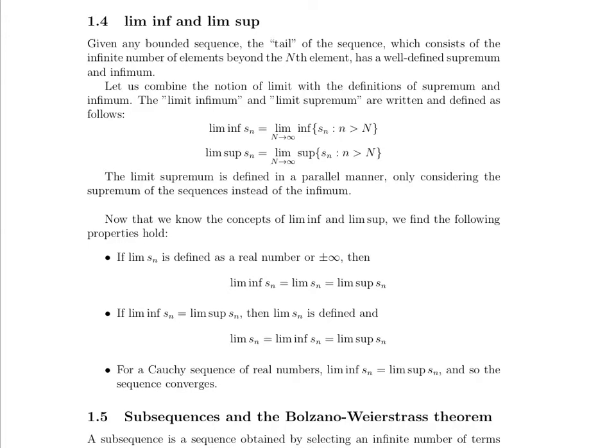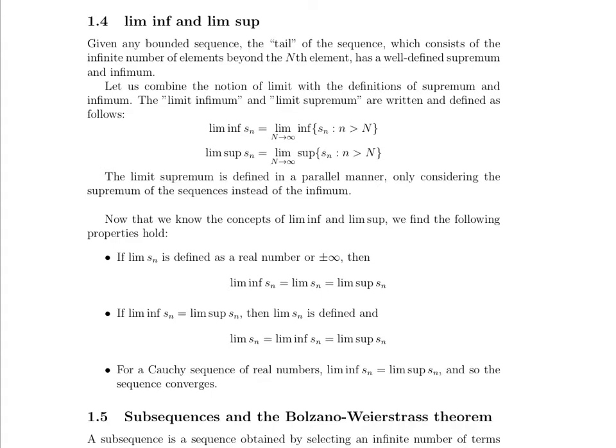Given any bounded sequence, when we talk about the infinite number of elements that follow the Nth element, that's what we call the tail of the sequence. And this infinite set, the elements that come after the capital Nth element, has a well-defined supremum and infimum. So let's talk about combining the notion of limit with the definitions of supremum and infimum. The limit supremum and the limit infimum are written and defined as follows.